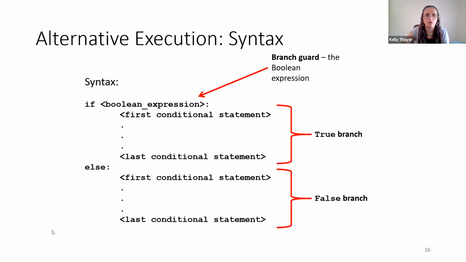So here's an example of the alternative execution syntax. Again, we have the if statement, and what's new here is the else. The if statement has the branch guard, which is the Boolean expression, but notice that else does not take any branch guard per se. There's no Boolean expression associated with the else. That's because this one is deciding, and there's only two choices. Either it's true or it's false. So here's the true branch, and here's the false branch. The true branch is associated with whether the Boolean expression is true. So when it is true, the true branch executes. When the Boolean expression is false, the false branch executes.